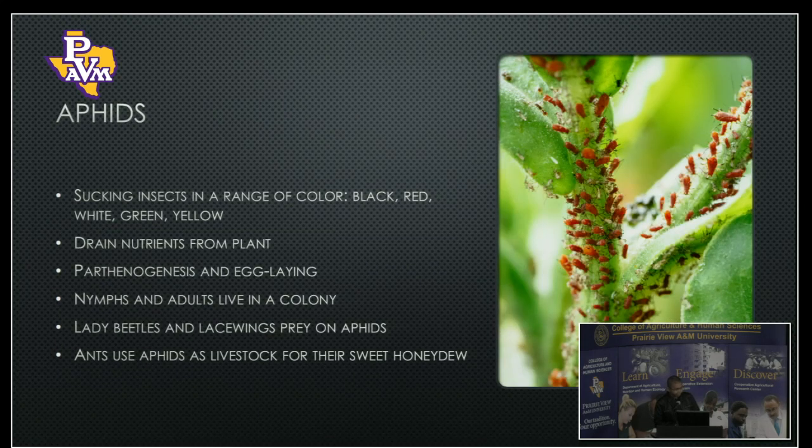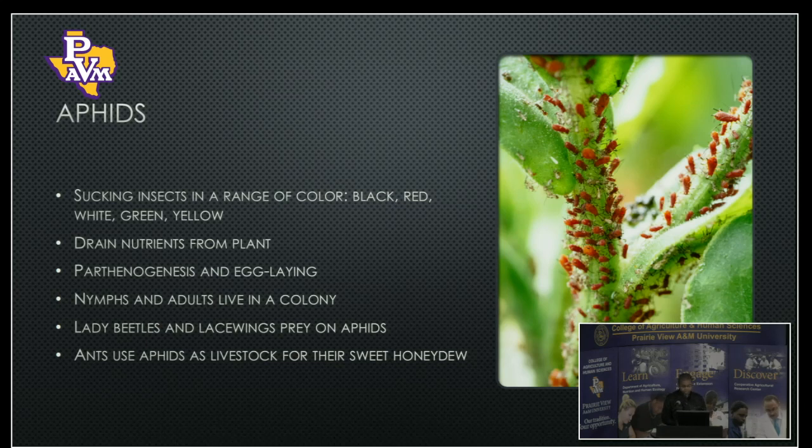All right, so aphids. Aphids are sucking insects, so that means they're actually directly draining nutrients from the plants. And they do come in like a rainbow of colors. You can have black, red, yellow, green, white, any color you can imagine pretty much.